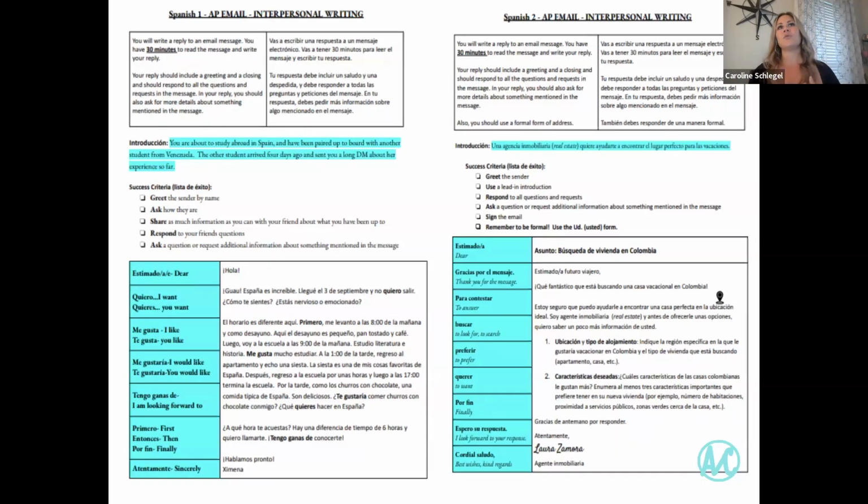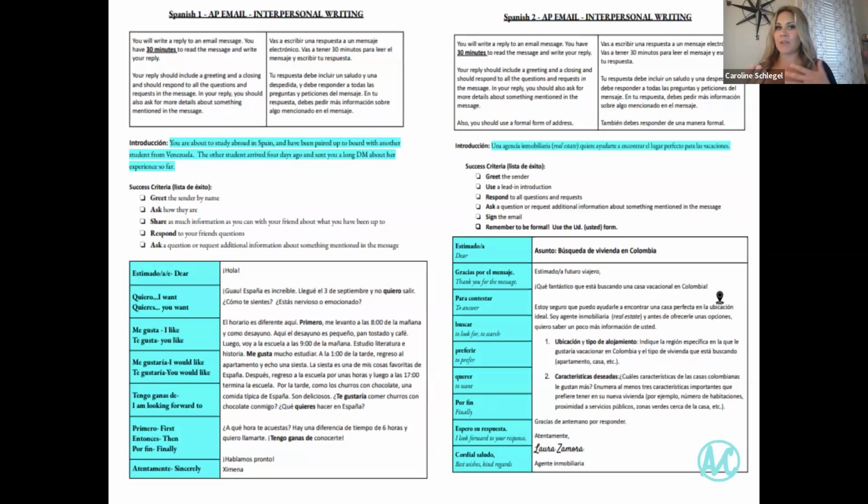You are going to write an email reply. So we've got the instructions up top. Notice the time there, okay? 30 minutes to read the message and write a reply. That may be a very long time. Your kids may not have that long of a response, but it lowers the anxiety for students when they know they've got time to write.